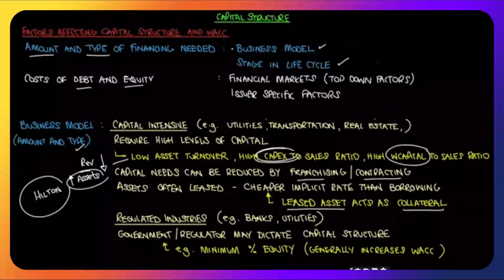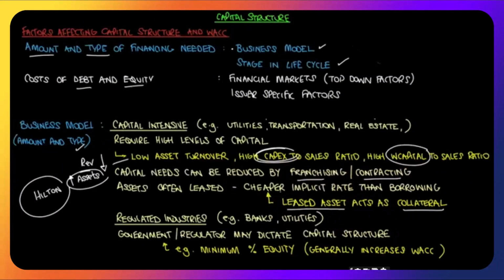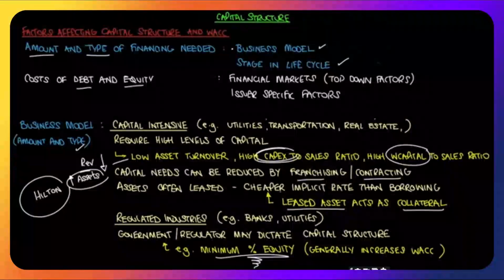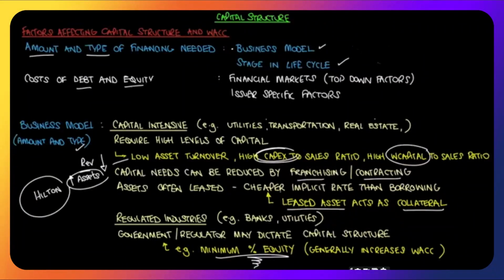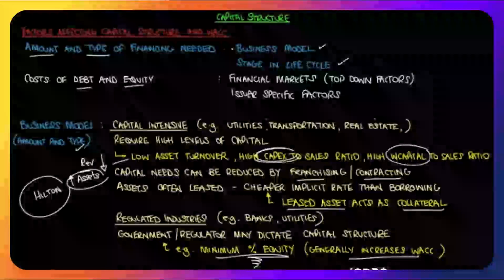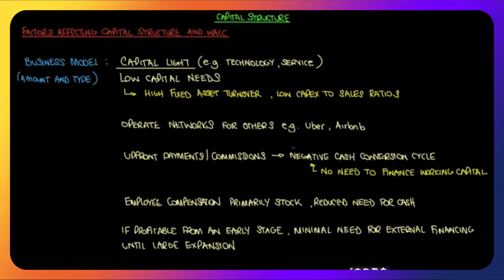What about a regulated industry? Banks, for example, and utilities can be regulated. Then your capital structure may be dictated by the government or the regulator. Banks are probably the most relevant example here. Capital requirements specify a minimum percentage of equity. We've talked already about the relative costs of debt and equity. Specifying a minimum percentage of equity will probably increase your WACC. Why? Equity costs more.